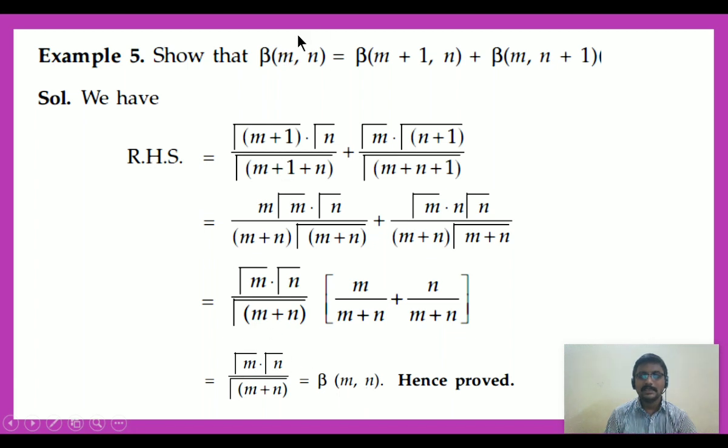So what is the LHS here? Beta of m, n. We just have to know the relation between beta and gamma function. The relation is beta of m, n is gamma of m into gamma of n by gamma of m plus n.